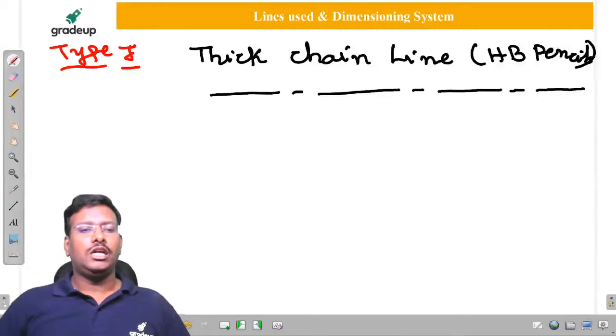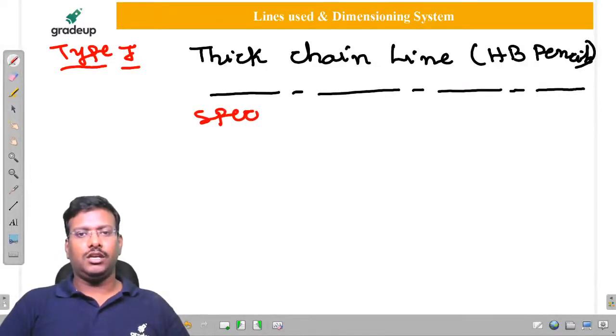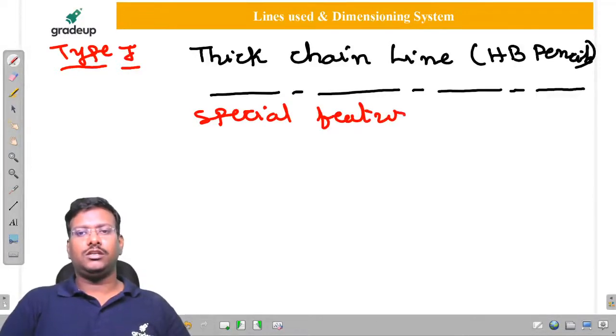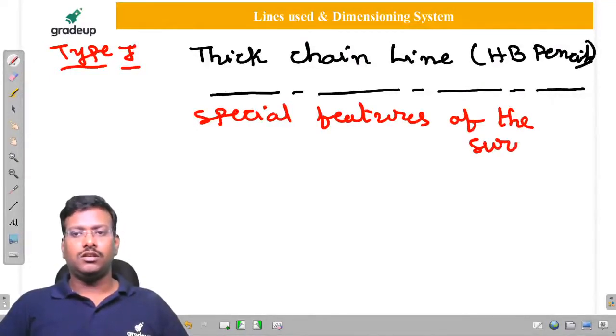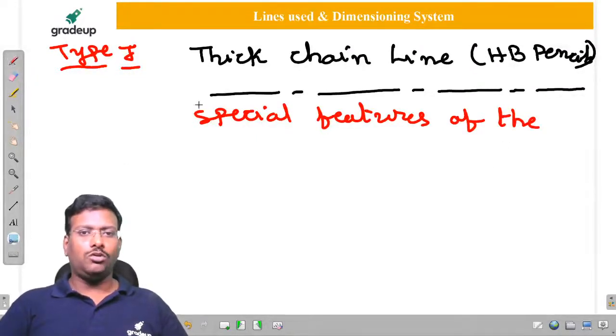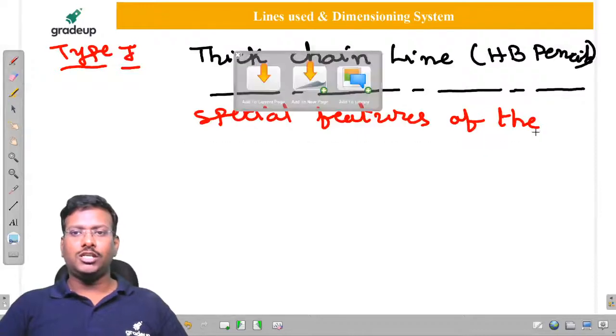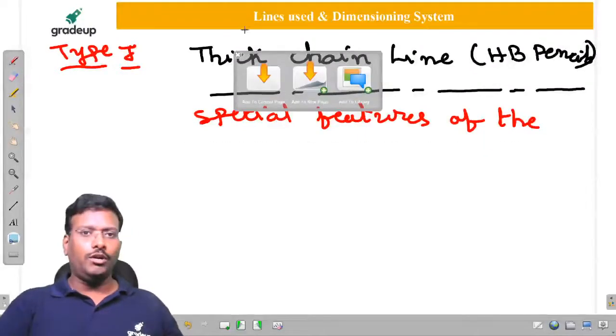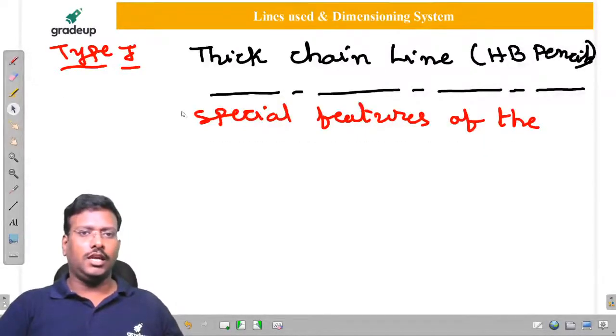Very simple. The special features of the surface. Special features of the surfaces. So in order to show the special features of the surfaces, we are going to use this. Is it clear, my dear friends?